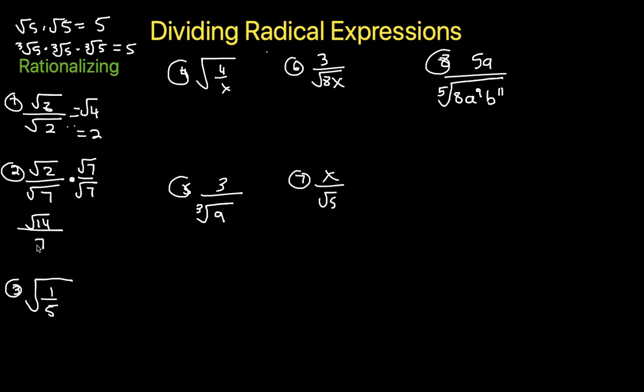Now, can I simplify this? You absolutely cannot. The 14 is under a root, the 7 is not. So that's as far as you can go. Now, if the 14 would have been outside, then yeah, I could have done that.